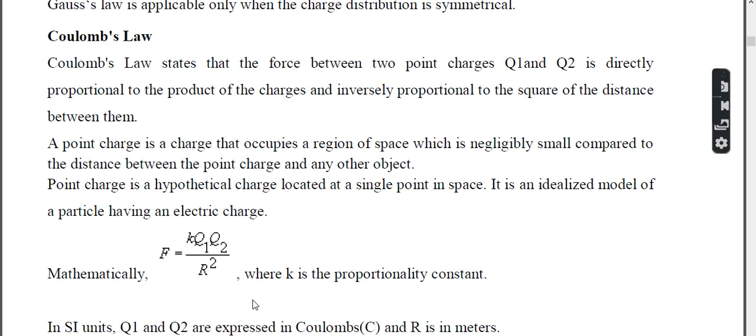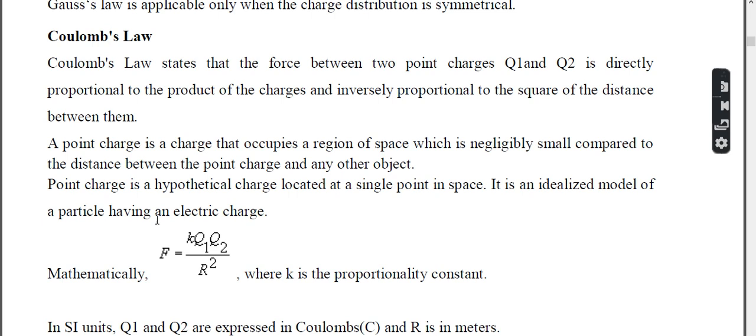In Coulomb's law we have two conditions. First, we consider that Q1 and Q2 are very small. That means the size of the charges is very small when compared with the distance between the two points. And we say that these two charges are stationary, that means they are not moving. Only then can we get this. These are the assumptions we take.